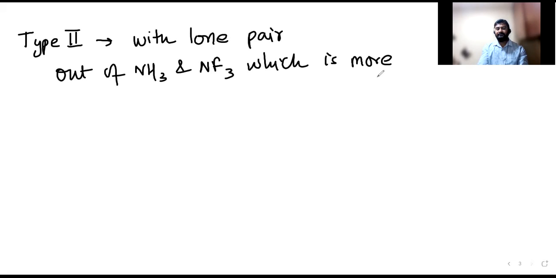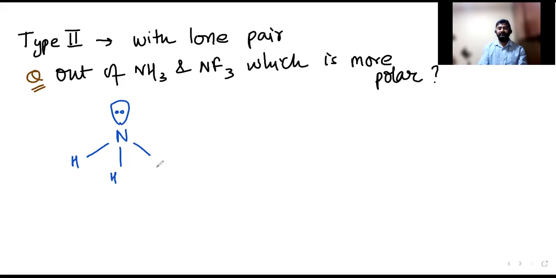Now see, why I'm not saying one is polar and one is non-polar? Because as I told you in the last lecture, you can watch that, if a molecule has one lone pair, it is definitely going to be polar. That's why I have assumed that they will be polar. But the question is, which is more polar? So this is the question, and how to approach it. The first thing that we'll do is draw the diagrams. Very important. Using the shortcut, you will find that NH3 has 3 bond pairs and 1 lone pair, and NF3 has again 3 bond pairs and 1 lone pair. Same thing.